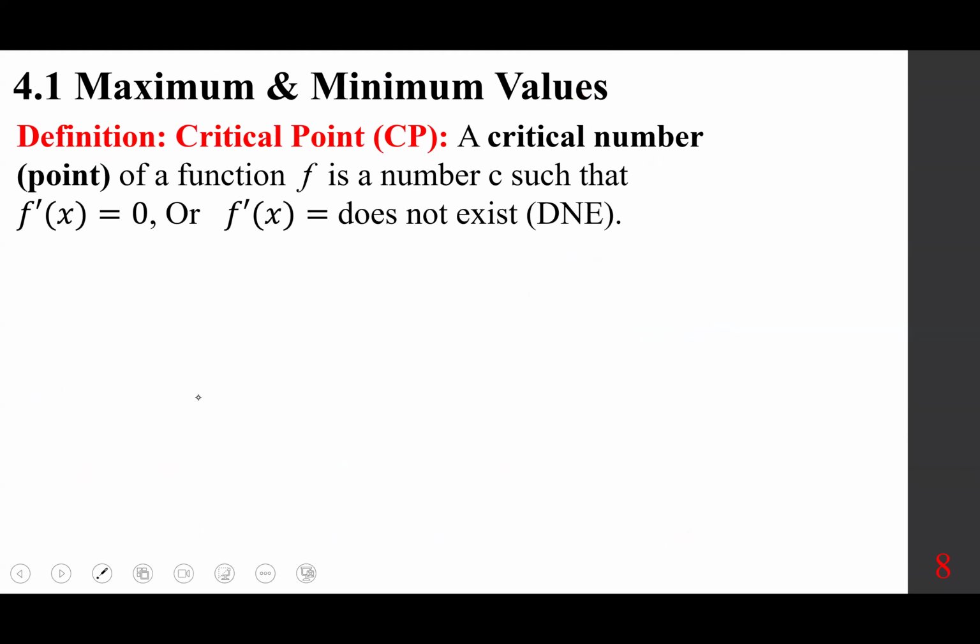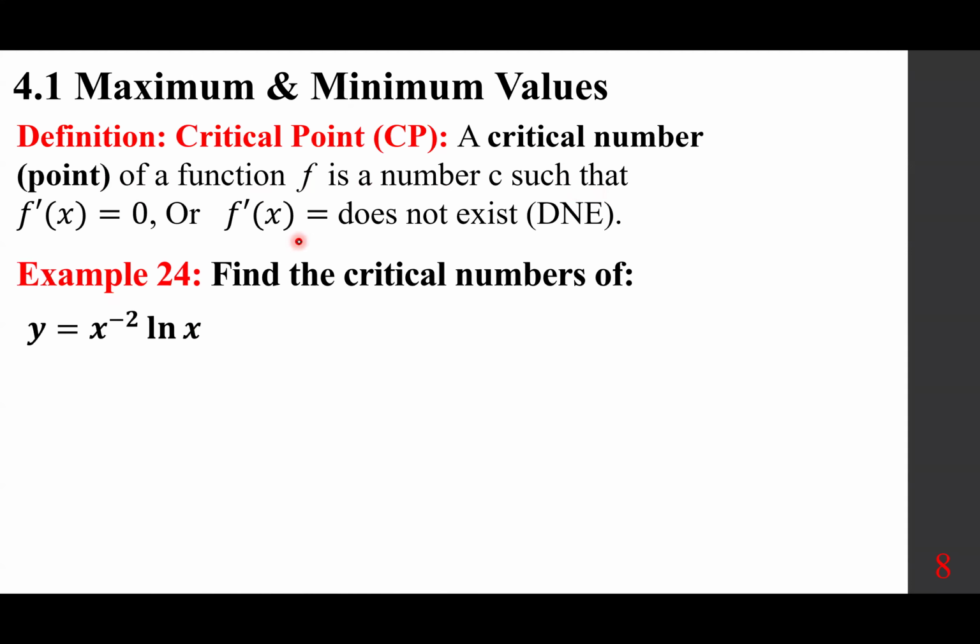Maximum and minimum values. Definition, critical point, short CP. A critical number or point of a function f is a number c such that f prime is 0 or f prime does not exist. Find the critical numbers for y equals x to the power minus 2 times ln x. To do that, first and foremost, we have to differentiate.